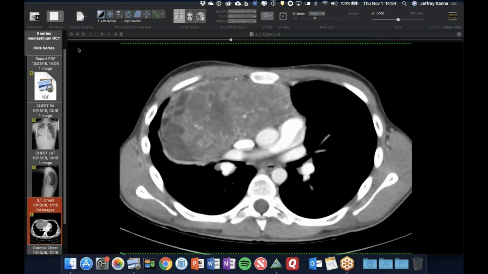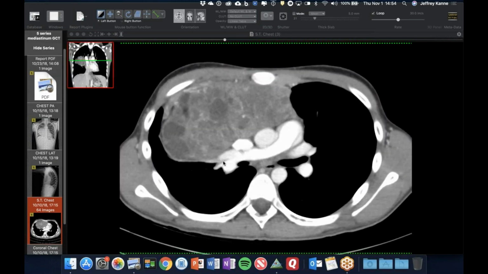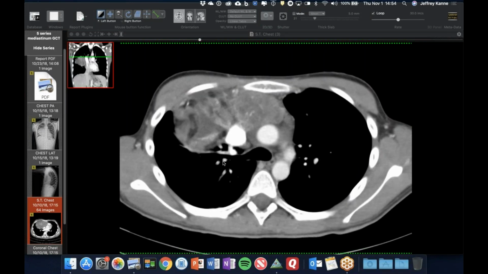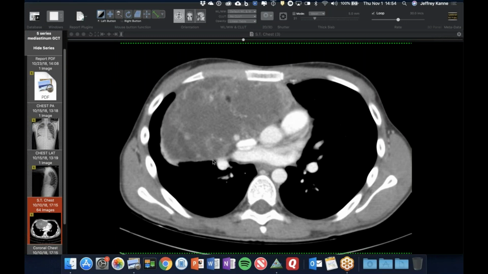Jeff, I showed a case a couple months ago where it looked like part of it was a benign looking teratoma, and then the rest had a more malignant look to it and malignant pathology. I didn't realize that patient had Klinefelter's too. I didn't know there was an association. Yeah, apparently there is, with these mixed germ cell tumors. There is, and that's the XXY.